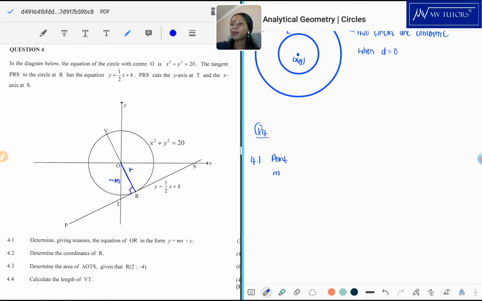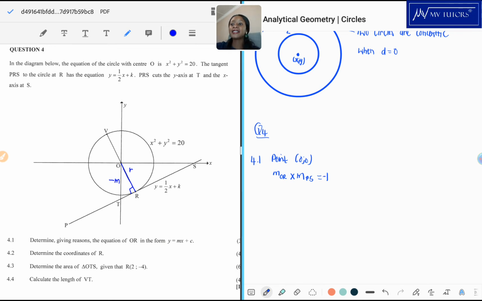Okay, what point do I have? I know that OR passes through the origin, right? So I have a point of 0 and 0, but what is my gradient? And my gradient, by the way, has to be negative. So because I know that OR is perpendicular to PRS, I know that the gradient of OR multiplied by the gradient of PRS, I'm just going to say PS, it has to be negative 1.